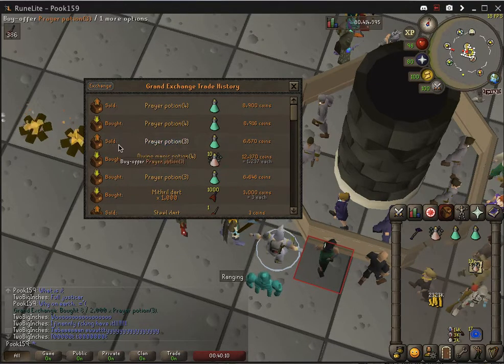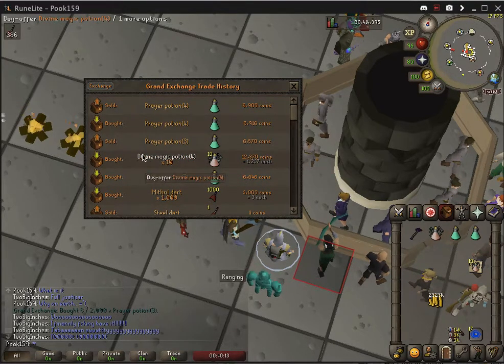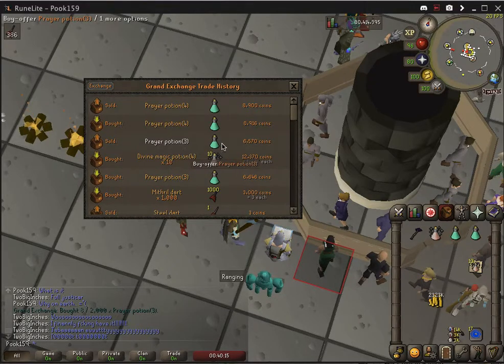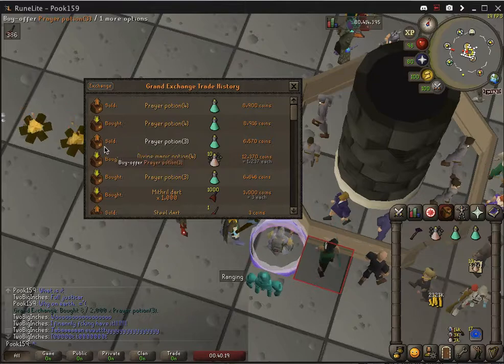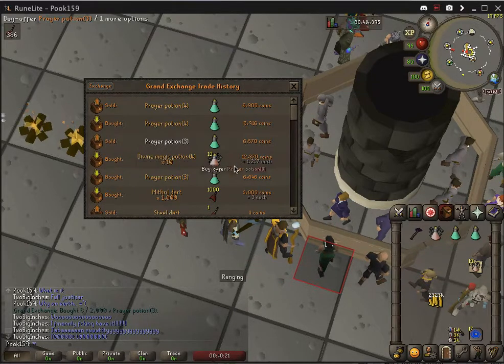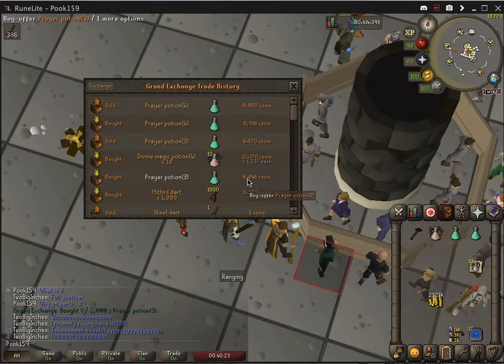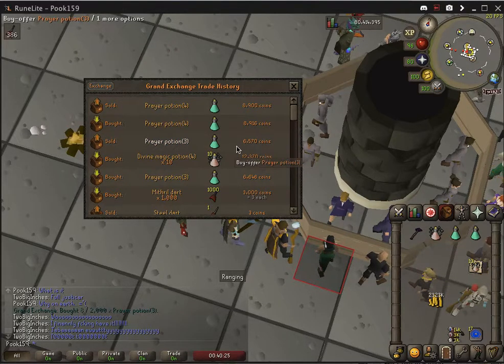So what I do is, sorry for the divine being in the way, but anyway, prayer potion. I sold it at this. That means that's what they're buying at. They, as in whoever it is. So basically, I bought it for this and sold it for that. So I want to buy it for this. Basically, I bought it at 6585 just because I'm still going to profit.